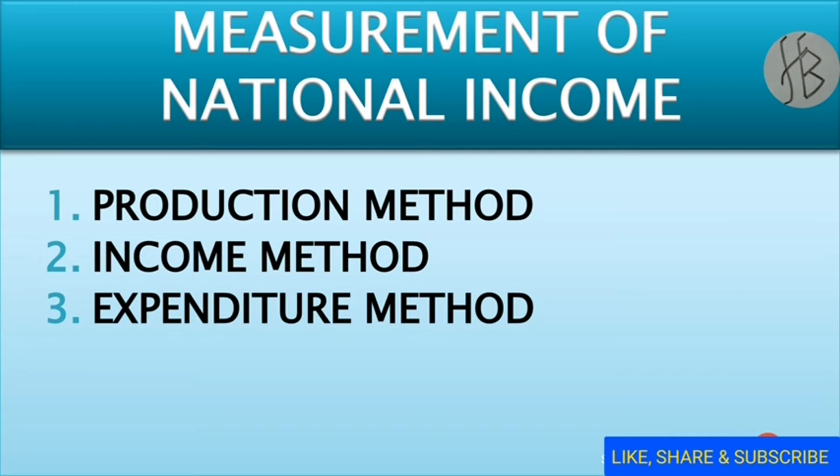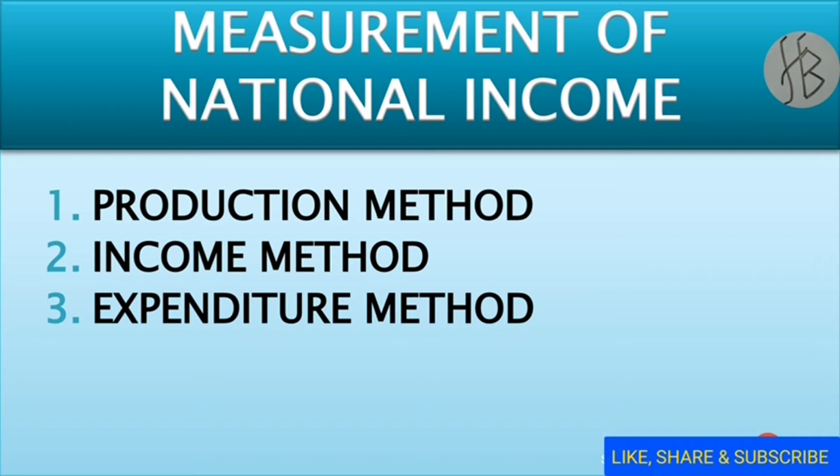We all know that national income is a flow concept. So, it is measured in terms of produced wealth in a nation in a given period of time. We will discuss three important methods of measuring the national income: production method, income method, and expenditure method. National income can be analyzed from these three angles.